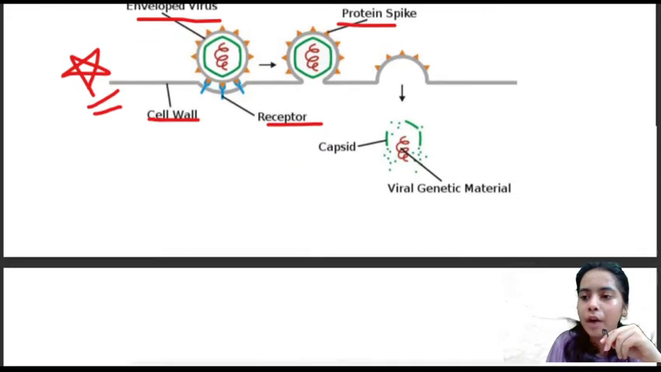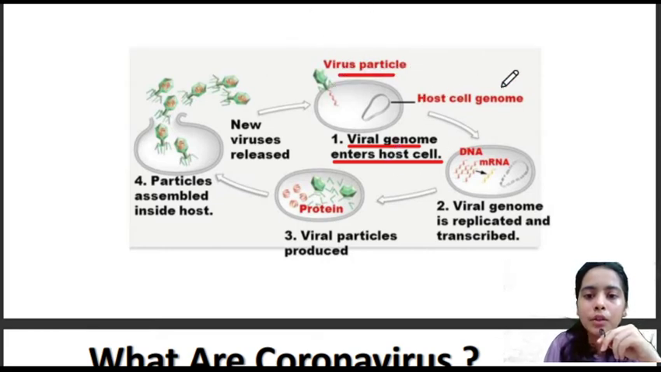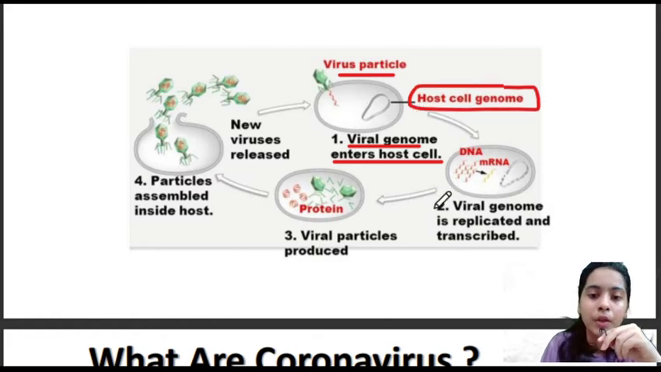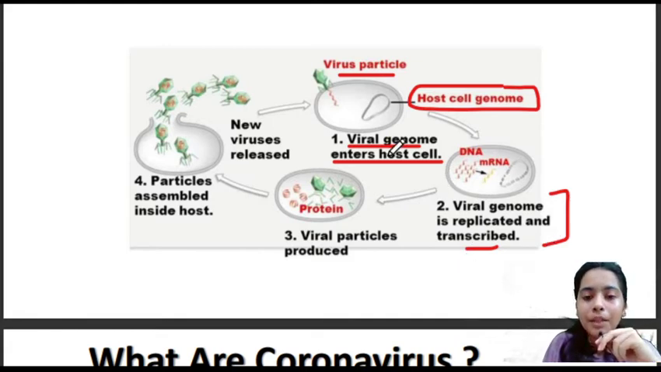So what happens after that? The first point: the viral genome enters the host's body, like we have studied in the earlier slide as well. This is the viral particle, and this is the host cell genome. We are the owner of DNA in the nucleus. The second point: the viral genome is replicated and transcribed. This second point says that the virus starts synthesizing its proteins. If it is synthesizing proteins, that means it has become alive inside the host's body.